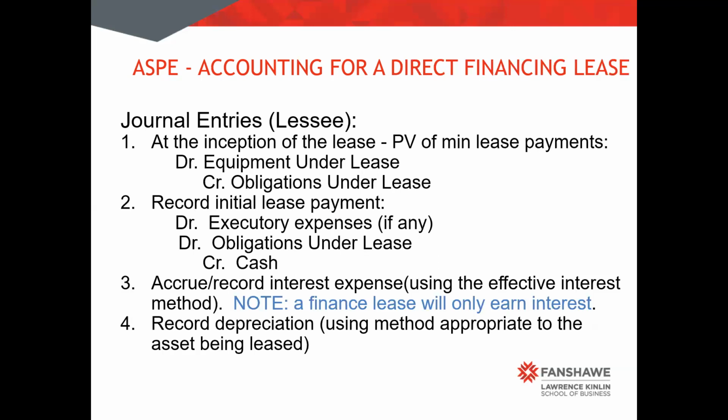Under ASPE for a direct financing lease, you'll have the present value minimum lease payments. You'll have a debit to equipment under lease, just like earlier, and a credit to obligations under lease. And then over time, you would reduce the obligations under lease as the lease payments are received or made.